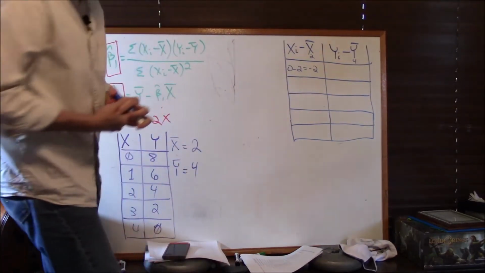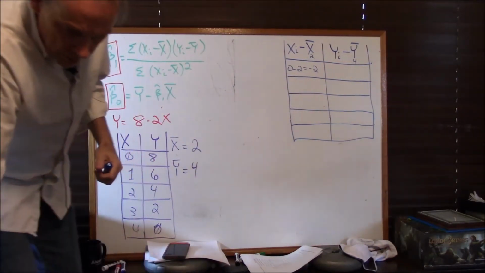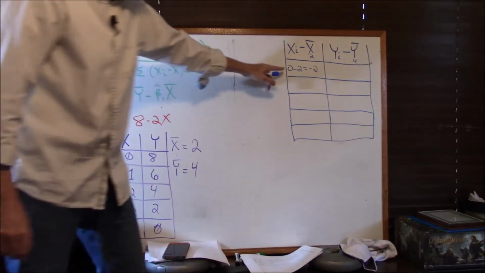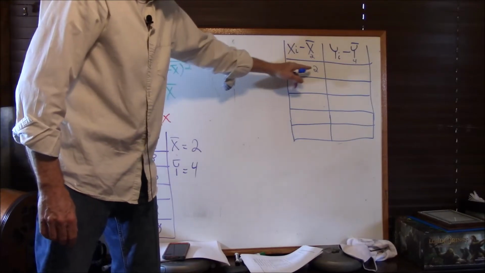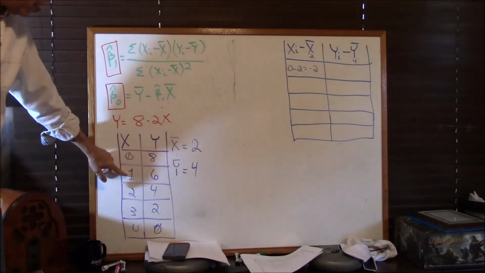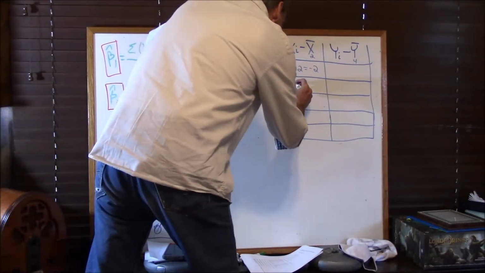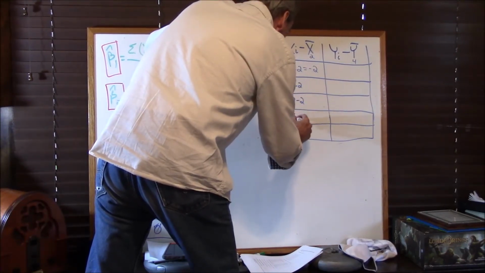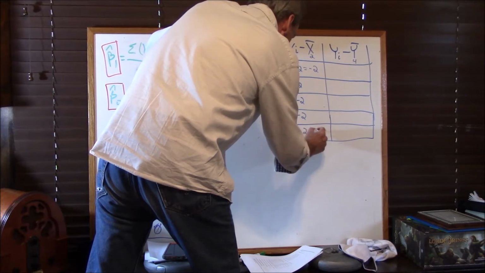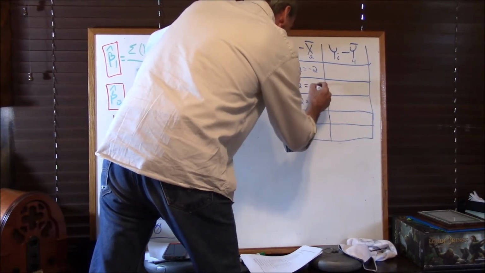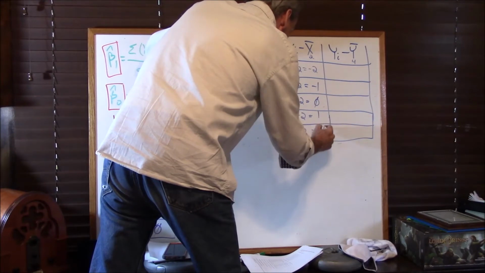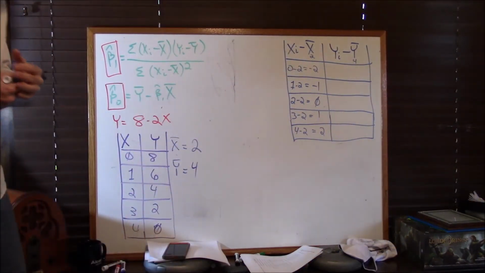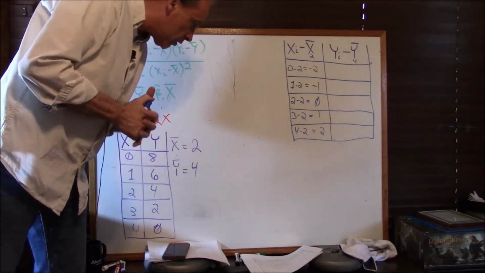0 minus 2. The first observation for x was 0. 0 minus the average, which is 2, is negative 2. 1 minus 2, 2 minus 2, 3 minus 2, 4 minus 2. Negative 1, 0, 1, 2. All right? So we need to have those 5 observations right there.